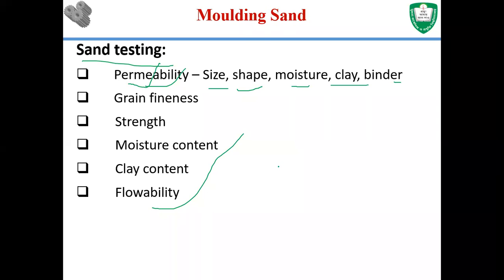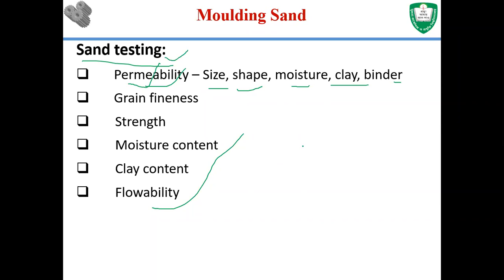For example, if you have got a new batch of sand from a new location, then you need to do all these tests to get to know the properties, and to know how much moisture you might need to add, how much binder you might need to add into the sand to manufacture the mold. So for all those purposes we need to do the sand testing.